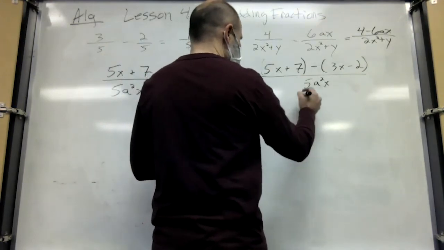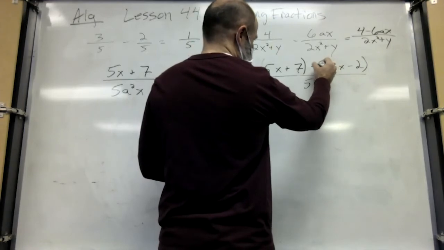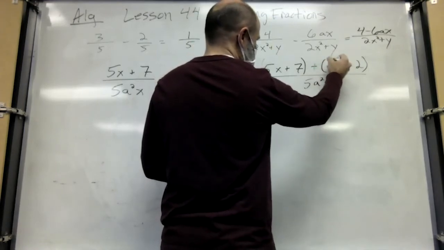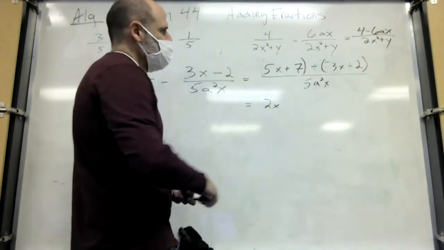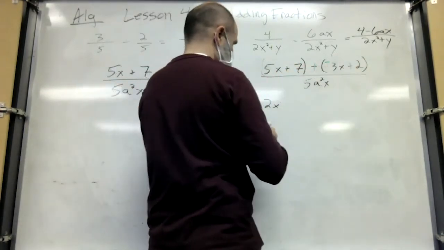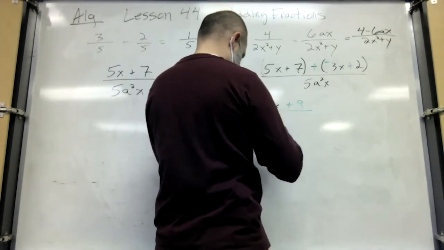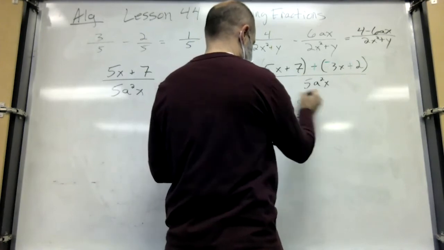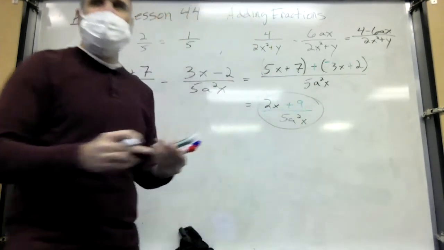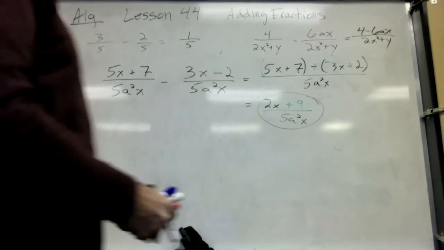So this is actually, if I do it this way, I'm chicken scratching this whole parenthesis, so everything in here gets oppositized. So it's 7 plus 2, which is 9, all over that same denominator, 5a squared x, okay? All right, so that's nice because it has the same denominator.